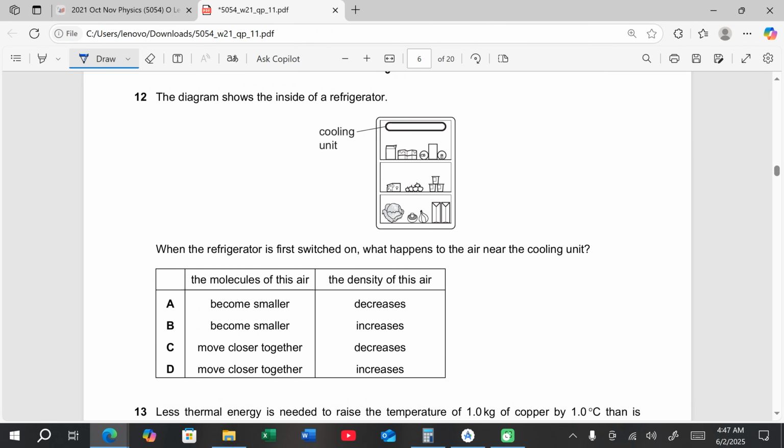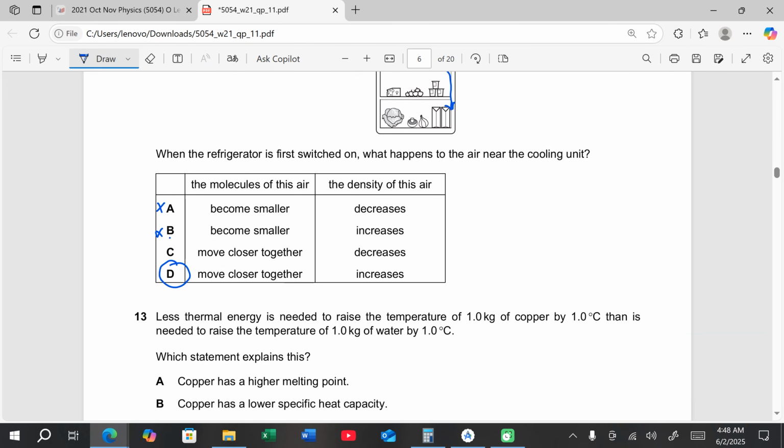In question number 12, it says the diagram shows the inside of a refrigerator. When the refrigerator is first switched on, what happens to the air near the cooling unit? So the air molecules near the cooling unit will move closer. They cannot become smaller. They can either move closer or move away. They move closer since they are cooling down, right? And the density of the air has to increase, because when they cool down they become denser and they drop. They just sink.